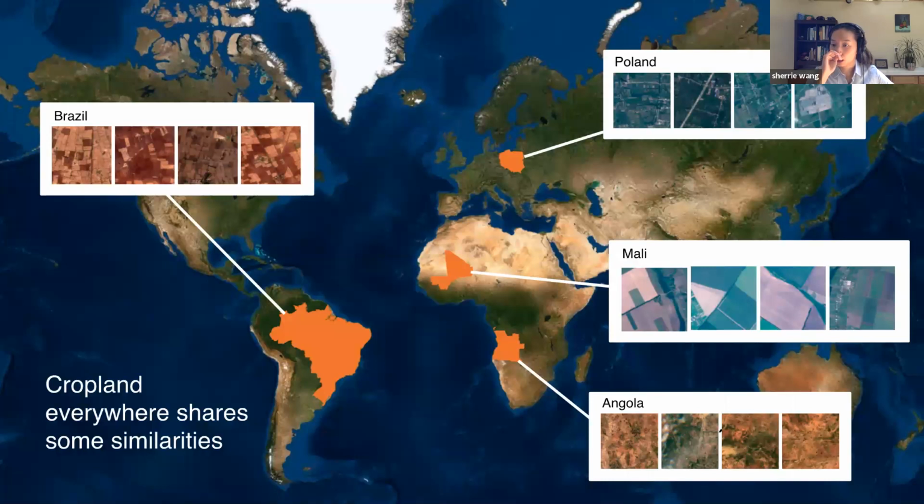So I'm going to talk about using meta-learning for land cover classification now instead of crop type classification. And you'll notice in these example images from Brazil, Poland, Mali, and Angola that cropland all over the world definitely looks different, but it also shares certain similarities. So crop fields tend to all be kind of rectangular in shape. So the question is, if we had data about cropland in Brazil and Poland and Mali, can we somehow use that information to do better on cropland classification or segmentation in Angola?